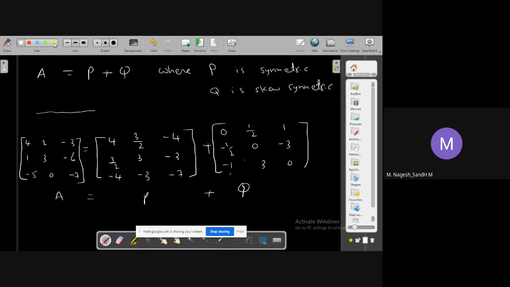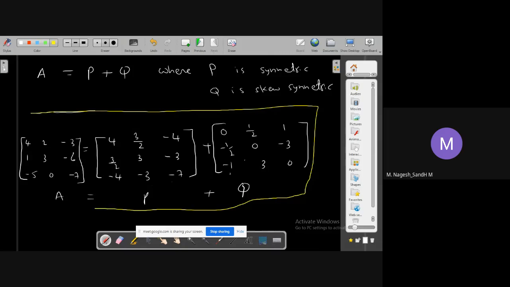Why? Because you have to know carefully what our target is. Most people just find P and Q and close there. It is good, but we have to show what we did. A is a given matrix. That given matrix we split into two matrices, P which is symmetric and Q which is skew symmetric. Okay, this completes the solution.